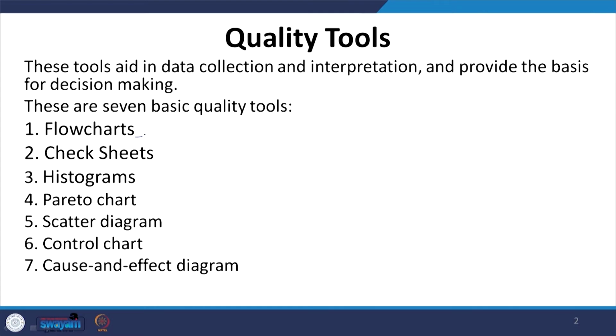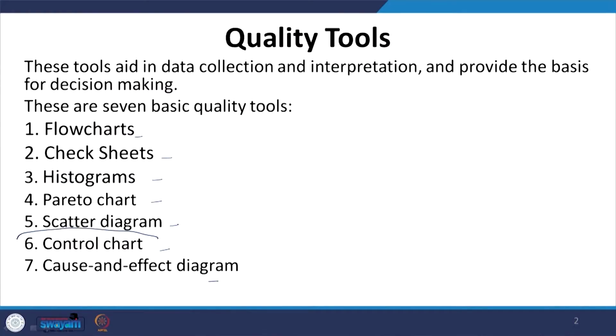And 7 quality control tools are very popular. So, the name of this session we have given as 7 QC tools. Now, let us start discussions on these important quality control tools that will help us in identifying the problems, and then the solution will automatically come. So, these are flow charts, check sheets, histograms, Pareto diagram, scatter diagram, control charts and cause and effect diagram. These are the 7 tools which are very extensively used.